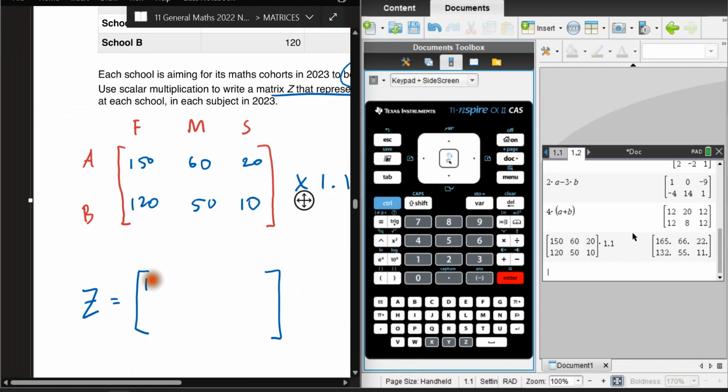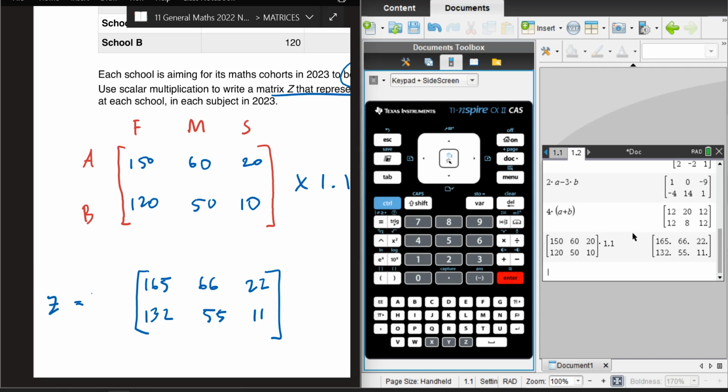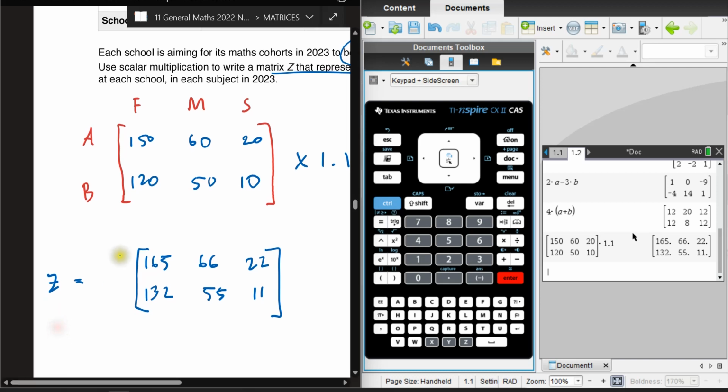So 165, 66, 22, 132, 55, and 11. One thing I'm going to add here is we're still going to label the rows and columns, because you might get a question that asks you, what does element Z21 mean? So you've got to explain to me what certain elements of this matrix might mean. So F, M, and S.